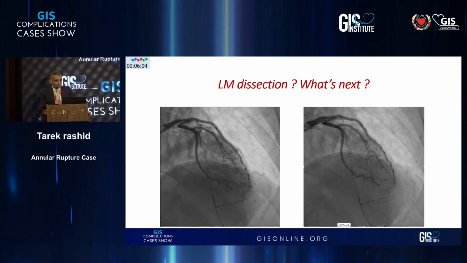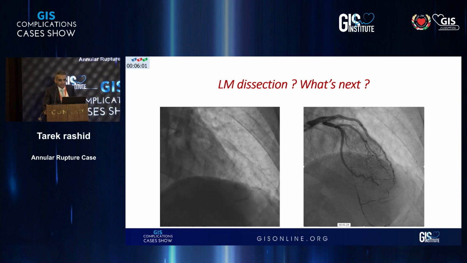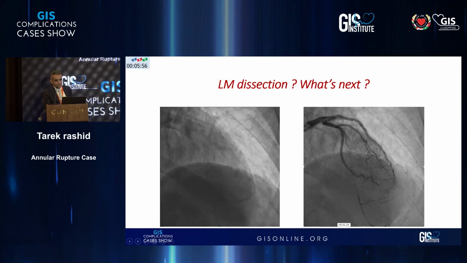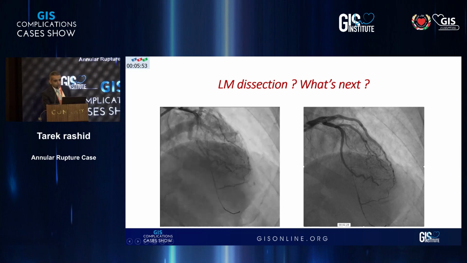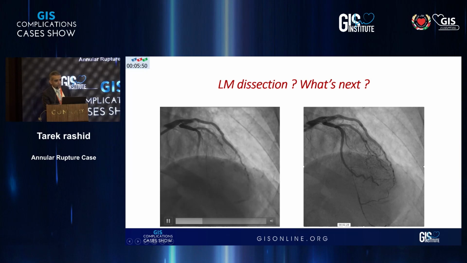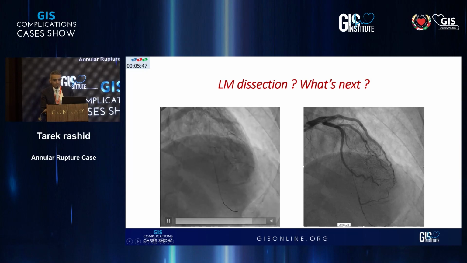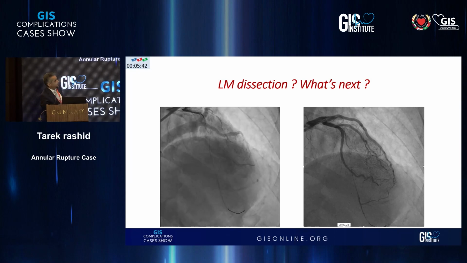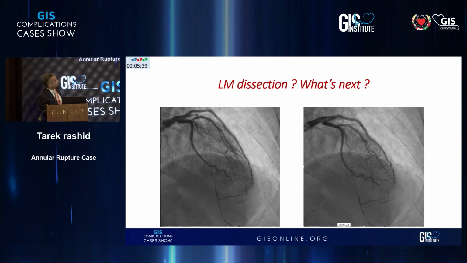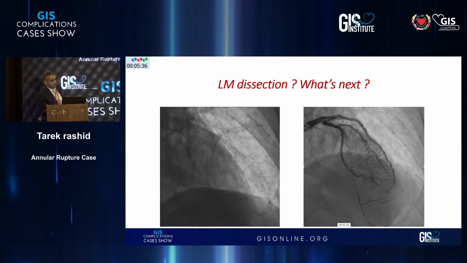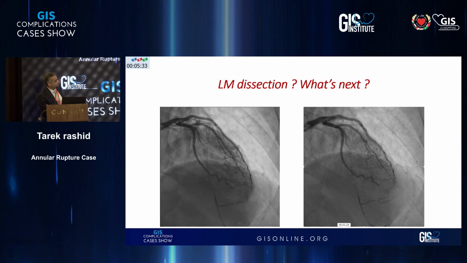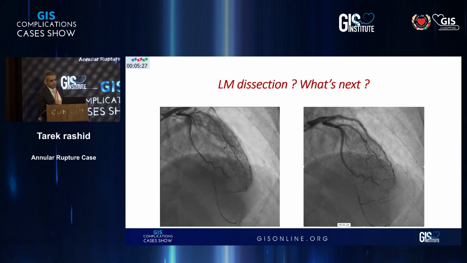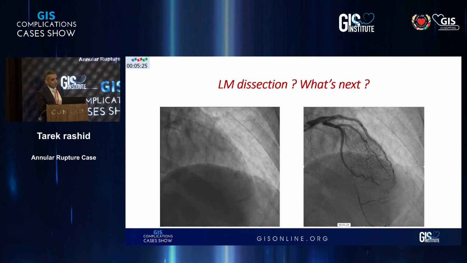And on injection, something is wrong. There is no flow in the LAD, and also, if you look at this picture, there is a dissection flap in the left main, almost extending into the circumflex. And in this picture, you can see that there is a filling of the LAD from an epicardial collateral. So we are not in the true lumen, because still after PTCA, an epicardial collateral is filling the LAD, and we have a dissection flap in the left main.